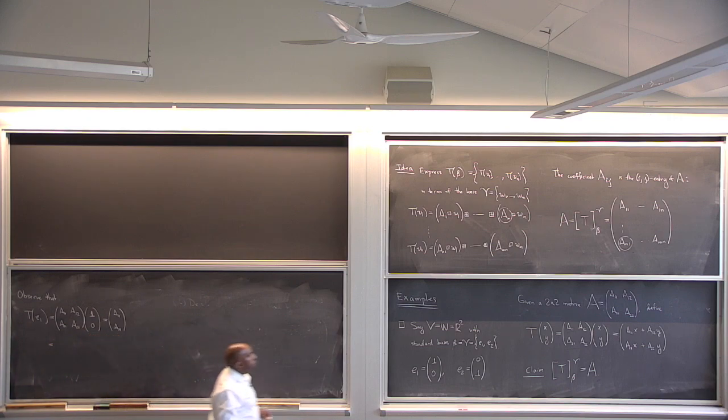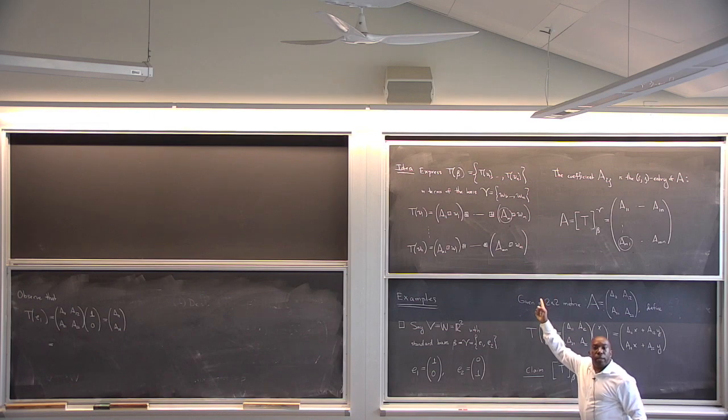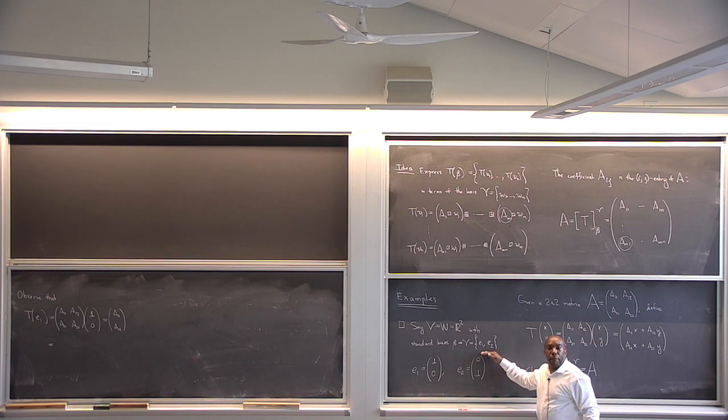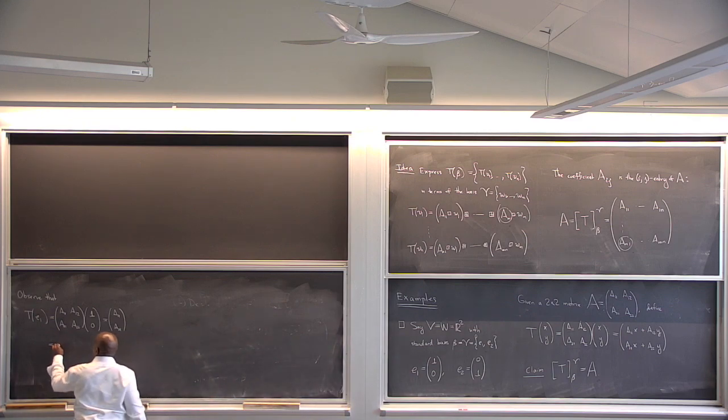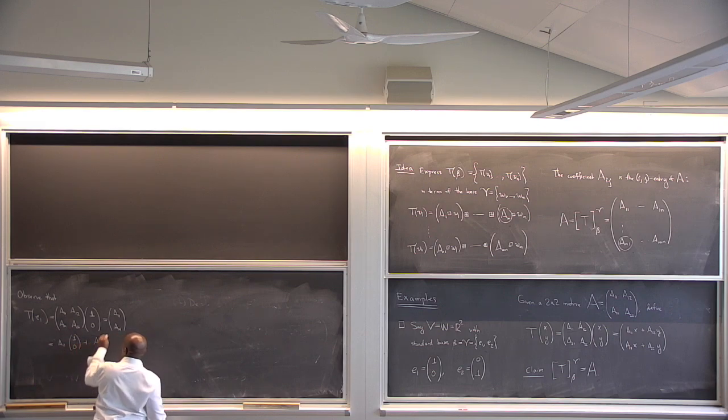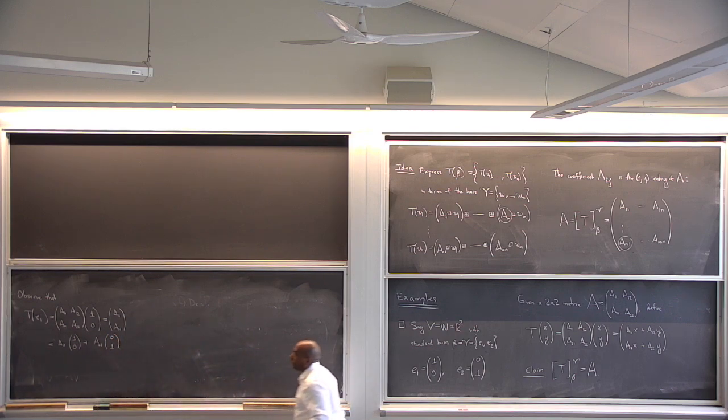Now what I want to do is express this in terms of the basis gamma. In this case, of course, it's the same basis. So we'll write this out here as A1,1 times 1, 0 plus A2,1 times 0, 1. Right? Again, just trying to express it in terms of the basis I started with.